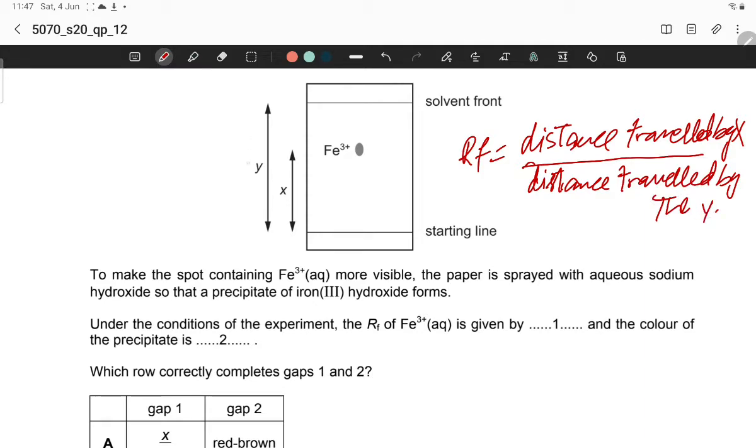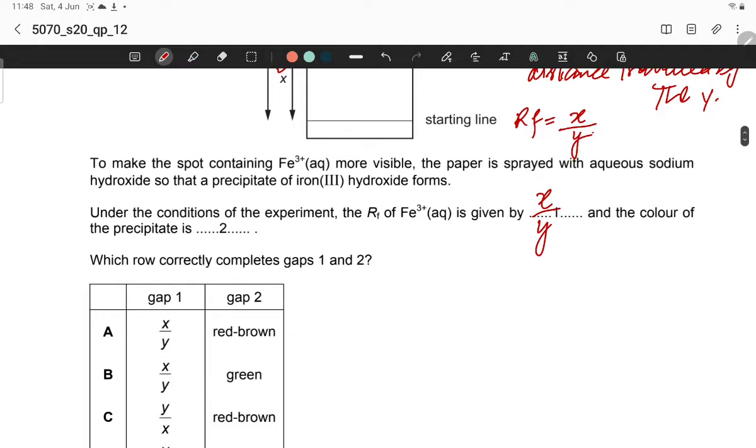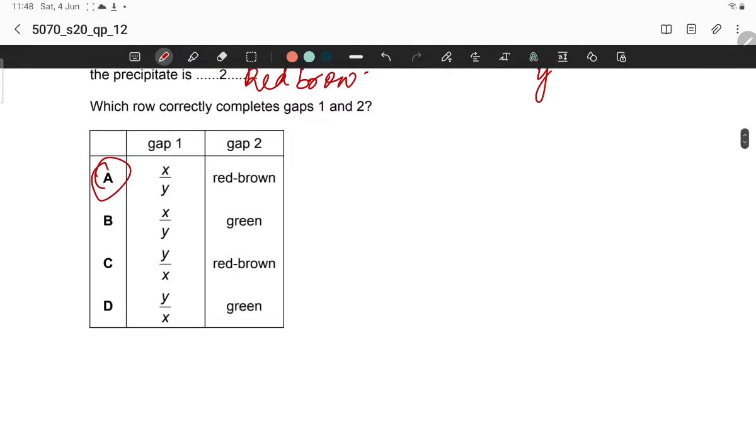So this is the distance travelled by the solvent, y, and distance travelled by the solute, x. So this is x over y. RF is equal to x over y. The RF is given by x over y and the color of the precipitate is red brown. So x over y, A option is correct.